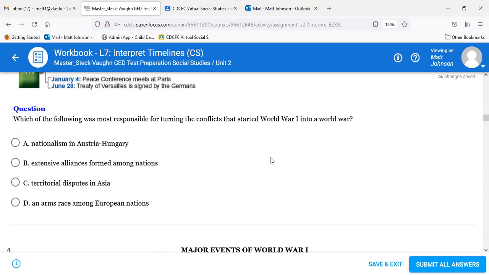I think it's B. Yes, B, the alliances forming among nations. Some of the other stuff did have a role, especially an arms race. A lot of new technology was being put into weapons of war. But B is the answer for number 3.